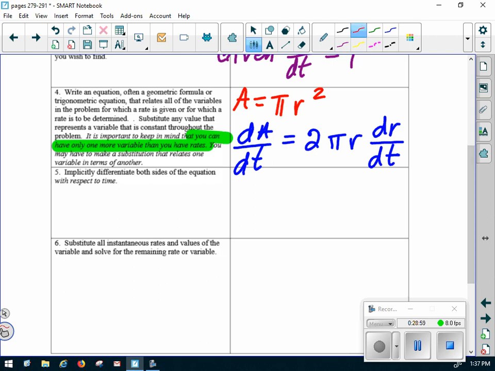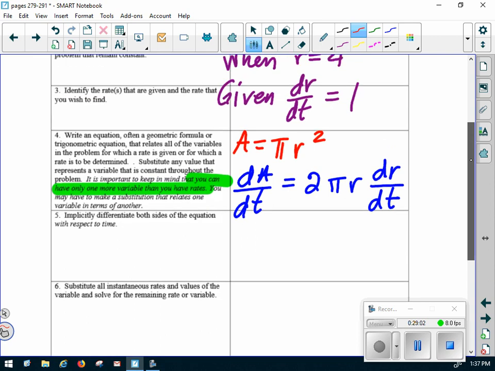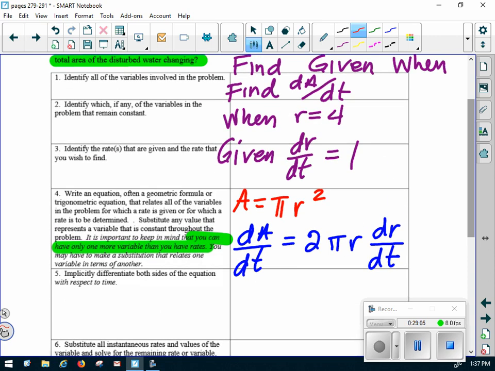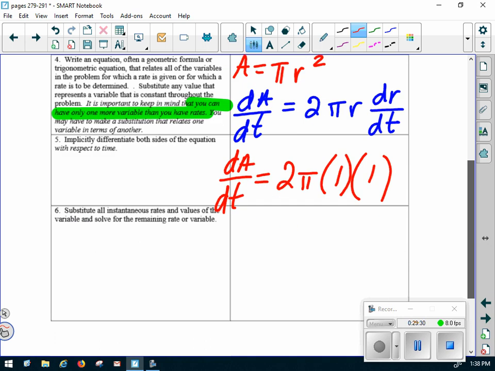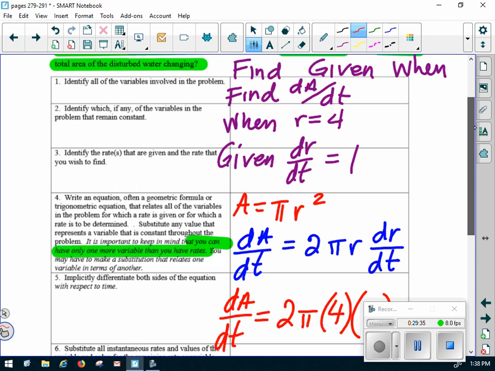Now, this is where we start plugging in. We know R, we know dr dt. So dA dt, 2 pi r, and I forgot what's dr dt. The radius is increasing, so that's positive. Oh, sorry, R is 4. Let's see. I want to find dA dt when R is 4, given that dr dt is 1.